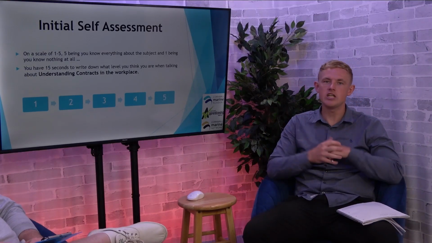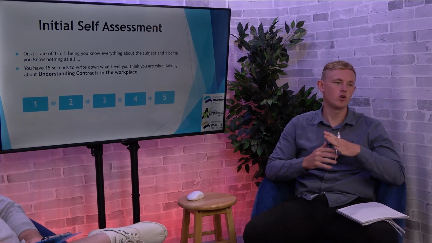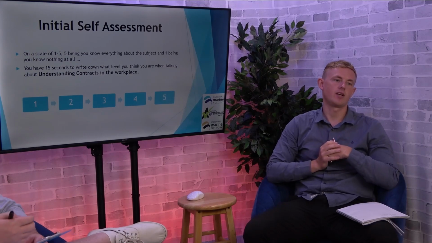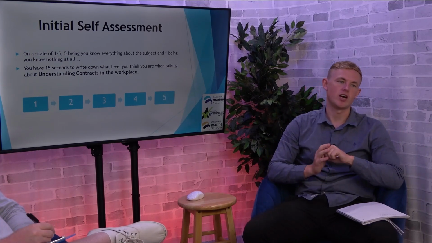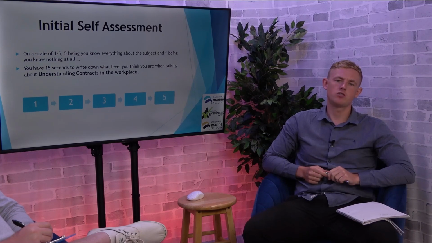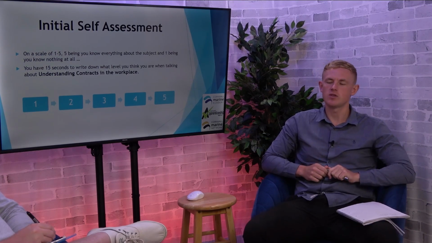So at the start of all of my sessions, initial self-assessment, so understanding contracts in the workplace, okay? So it's a scale of 1 to 5, okay? 1 being, I know absolutely nothing, 5 being, I'm the expert in contracts. So Patrick, as you're taking part in the session, just plonk yourself on one of those numbers, 1, 2, 3, 4, 5. You don't have to tell me, we'll do that at the end.